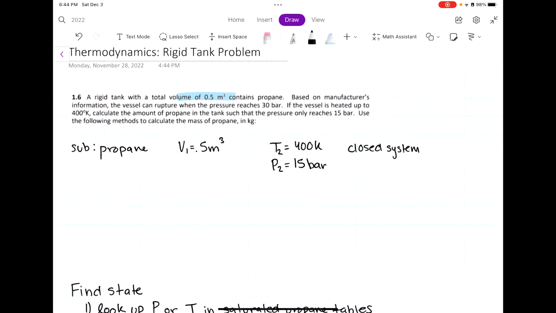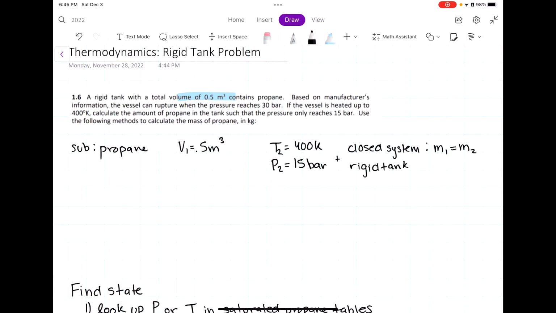So closed system means that the mass at the beginning is the amount of mass that we have at the end, which makes sense. It's a closed vessel. The amount of propane in it, the mass, will be the same before and after it was heated to 400 Kelvin. And we also know that it's a rigid tank. It tells us in the problem.